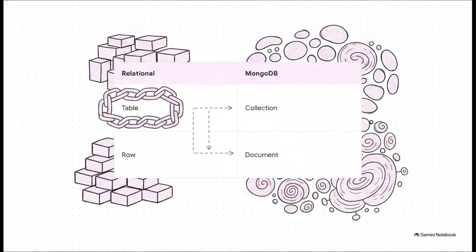To make the jump to MongoDB, you really just need a simple mental mapping. What you used to call a table in SQL, that's now called a collection in MongoDB, and an individual row is now a document. It makes perfect sense when you think about it. A collection is exactly what it sounds like. It's just a group of flexible documents.